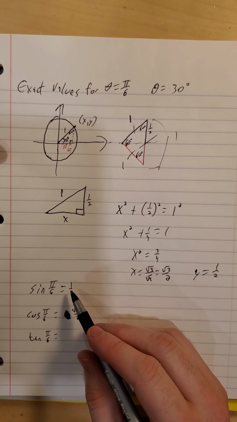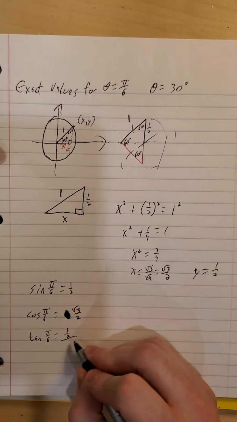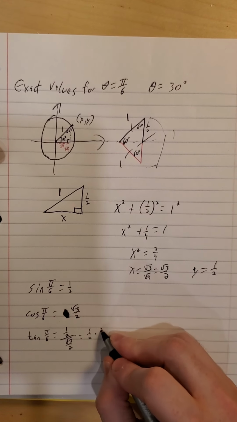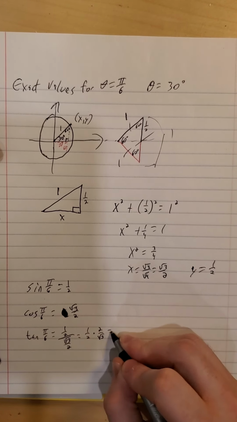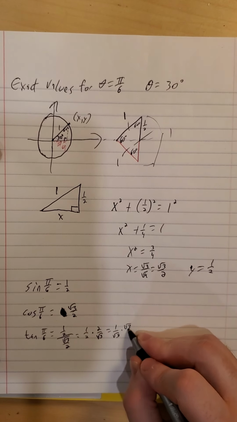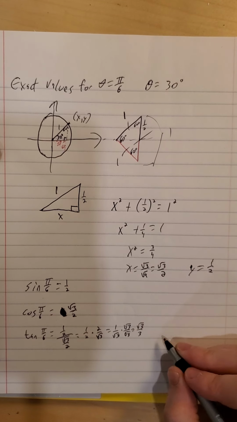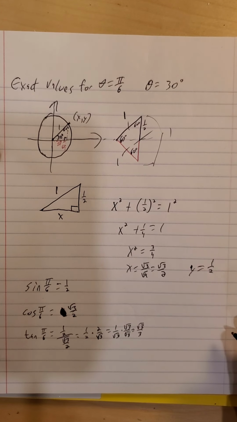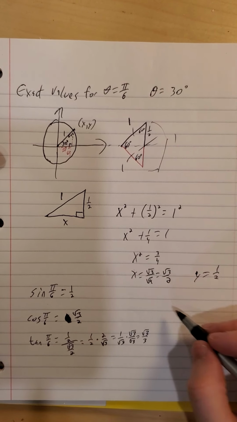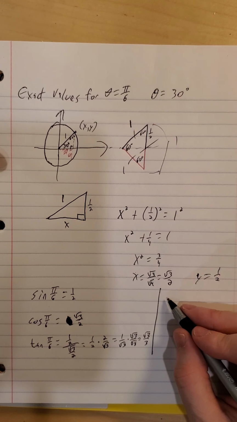Tangent, y over our x value. So half over root 3 over 2. So that's a half times 2 over root 3. So the 2's drop, giving 1 over root 3. And go ahead and rationalize. So root 3 over 3.